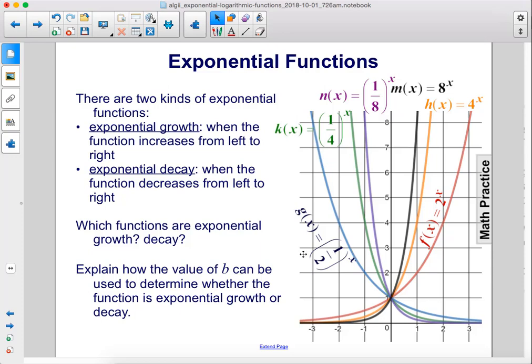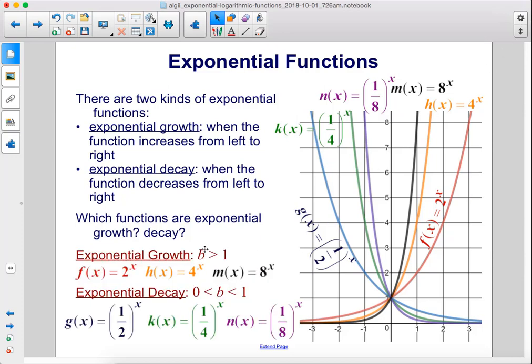growth or decay. You'll have exponential growth when b is greater than 1. So that's these increasing functions here: f(x) = 2^x, 4^x, and 8^x. If b is between 0 and 1, you'll have exponential decay. So like these graphs here, we have (1/4)^x, (1/8)^x, and (1/2)^x.